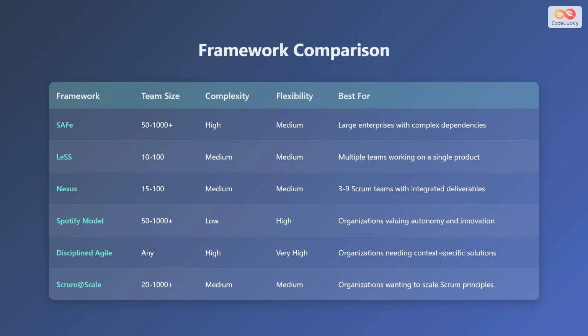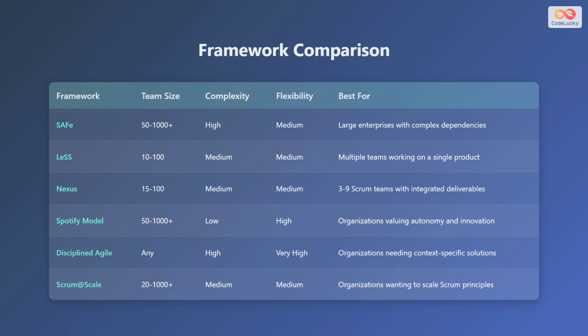Nexus is designed for 15 to 100 team members, has medium complexity and flexibility, and is suitable for 3 to 9 Scrum teams with integrated deliverables. The Spotify model is applicable for teams of 50 to 1,000 plus, has low complexity, high flexibility, and is perfect for organizations valuing autonomy and innovation.